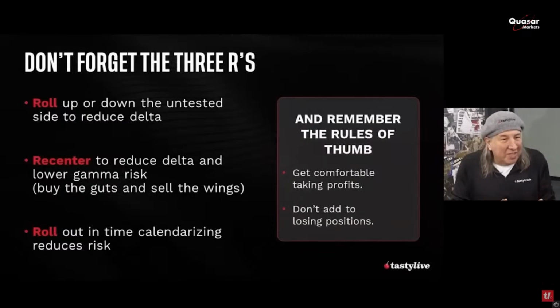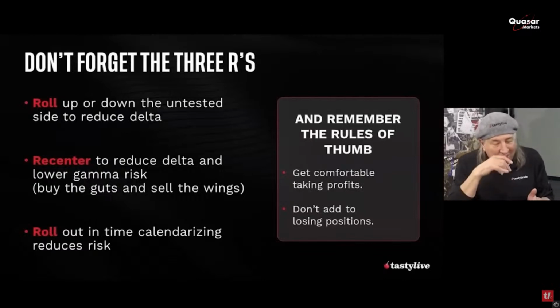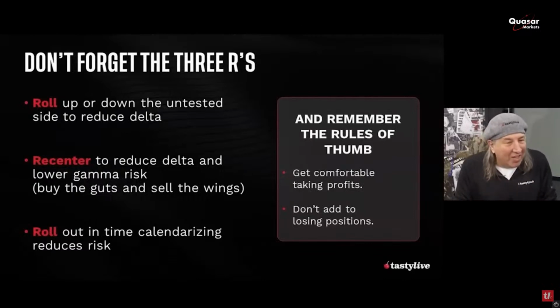The first thing, don't forget the 3 R's. Roll up or down the untested side to reduce delta. When you're going through your positions, the market just opened, and you see that your deltas are a little out of whack in one underlying. Like you think you should be flat, but now all of a sudden you're short 200 deltas. Then, assuming you have a put and call position on, you're going to take that put position, whether it's a spread or a naked put, and roll it up. We call that rolling up the untested side.